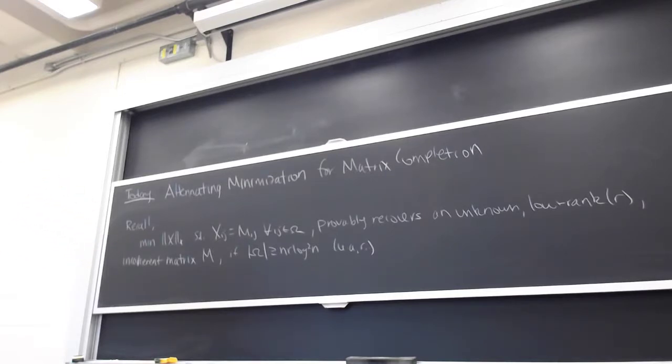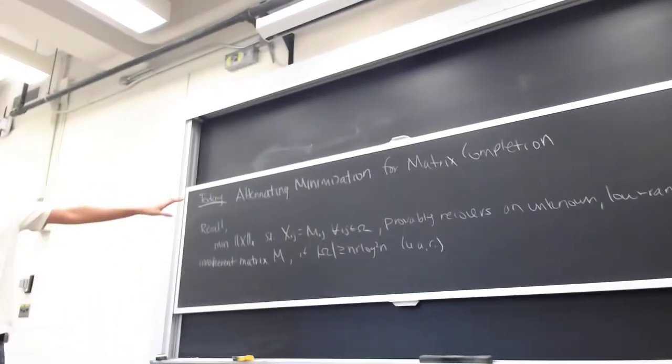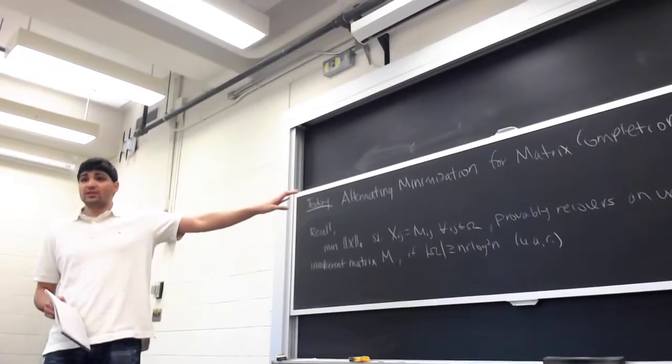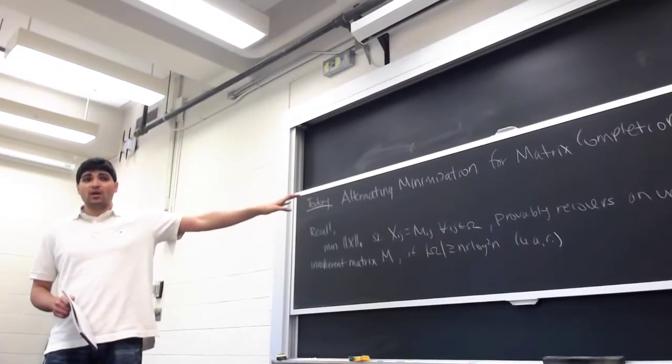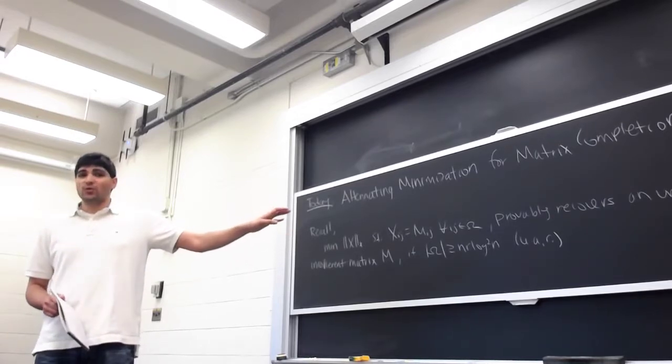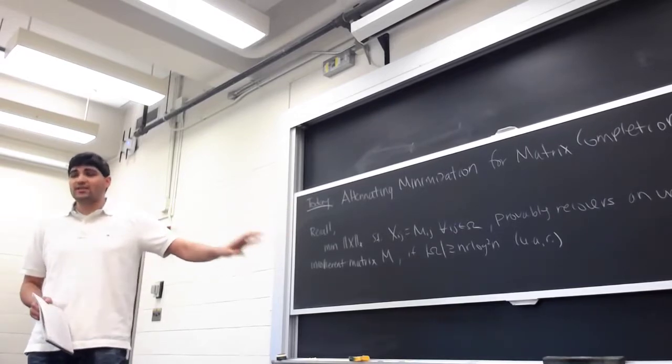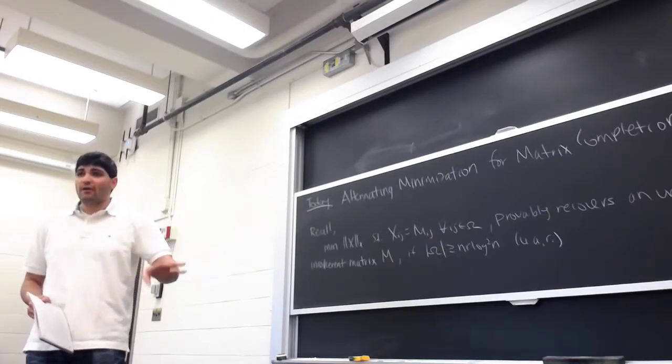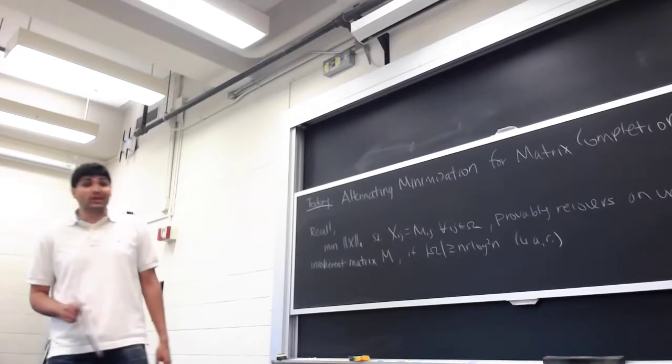But there are also qualitatively weaker aspects. As we see the proof for alternating minimization, or at least the main ideas in it, you should keep in mind and be thinking about how brittle this proof is to the actual stochastic assumptions we're making about how our observations are generated. So that's a really important point.